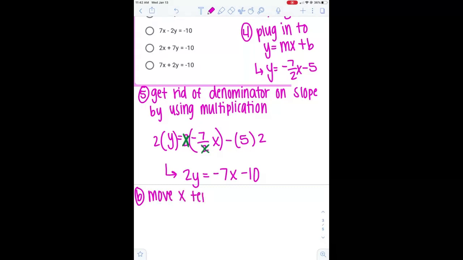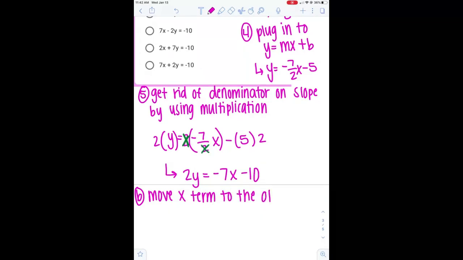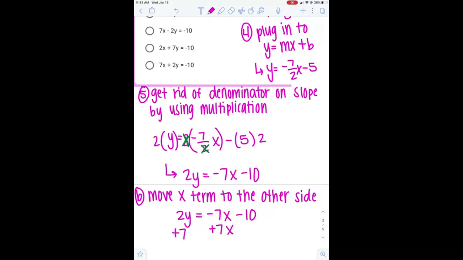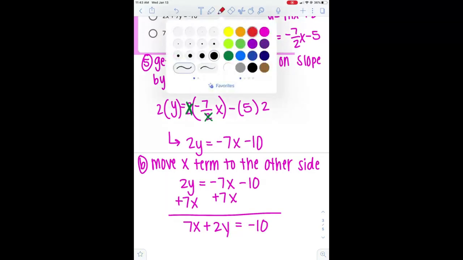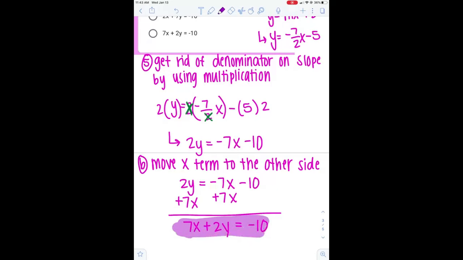And then our last step is just to move the x term to the other side. So we're just kind of working backwards here. So to get rid of that -7x, I'm going to add 7x to both sides. So I'm just going to use inverse operations to move it. And then that'll leave me with 7x plus 2y is equal to -10. And then that is my answer. You're completely done after that.